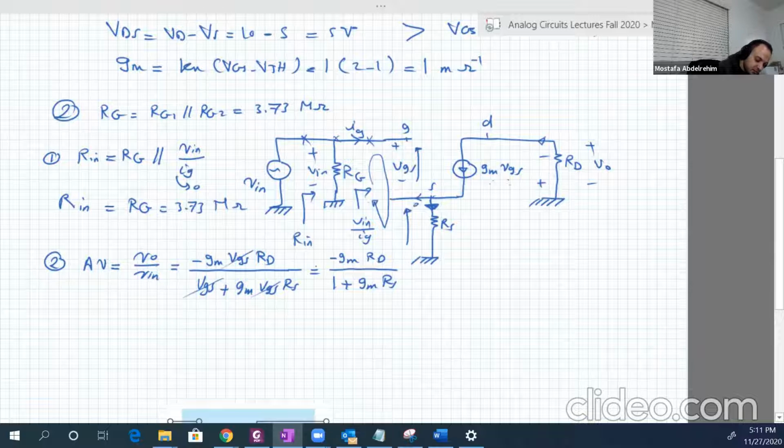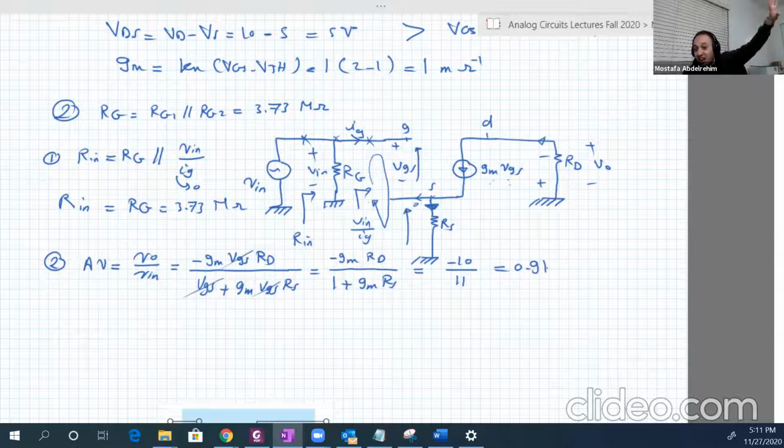Okay? So we can also calculate that, because we know GM, we know RD, and all other stuff. So it will be minus 10 over 11, which is 0.91. It's less than 1. There is no amplification here. And RS has a similar effect like RE, the degenerate resistance. If you guys remember, in the common emitter, when we put RE, a resistor between the emitter and the ground, usually the AV reduces by some factor that is proportional to RE. Here, it's also reducing by a factor proportional to RS.